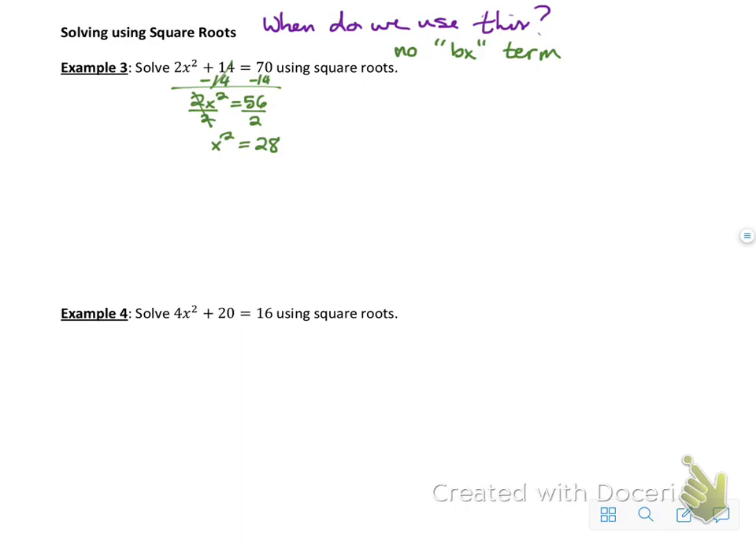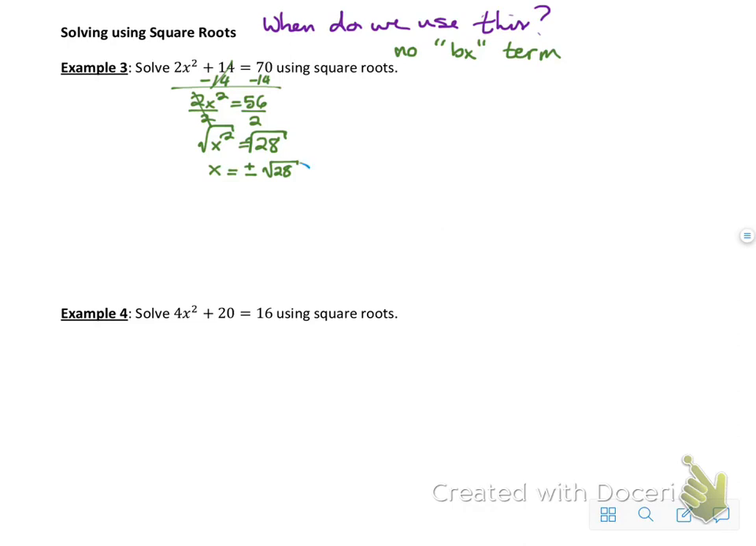Now, remember, the opposite of a square is a square root. If you didn't know that, make sure you know that. The way to get rid of a square is by taking the square root. So you take the square root of both sides. Now, here's an important rule. When you take the square root, we have a positive answer and a negative answer. That is what the plus minus symbol means. It means there's a positive version and a negative version. So we don't just have the square root of 28, we have plus or minus the square root of 28.